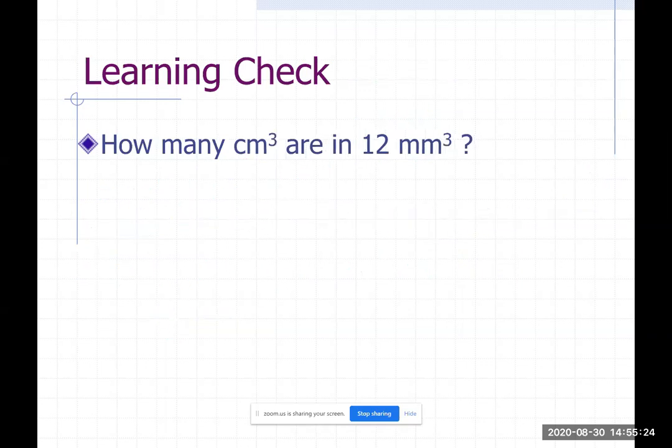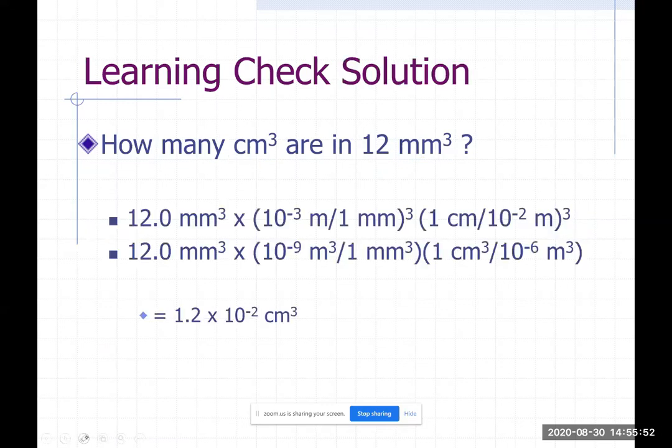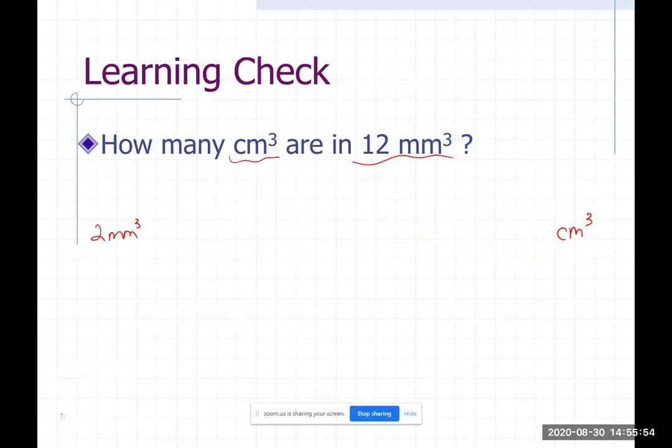The next question is a little tougher because we're looking at cubes here. So we're interested in finding out how many cubic centimeters there are. So we're going to put that over here on this end. In 12 cubic millimeters, so that's what we're going to start with over here. 12 millimeters cubed. Let me just erase that. And put another one there. So 12 cubic millimeters.